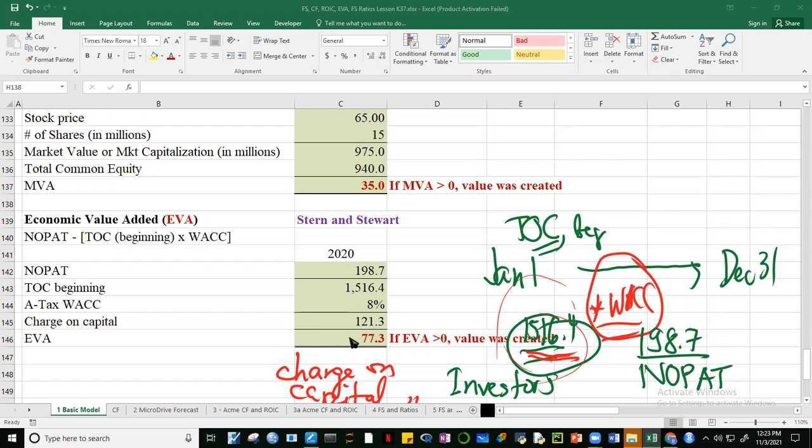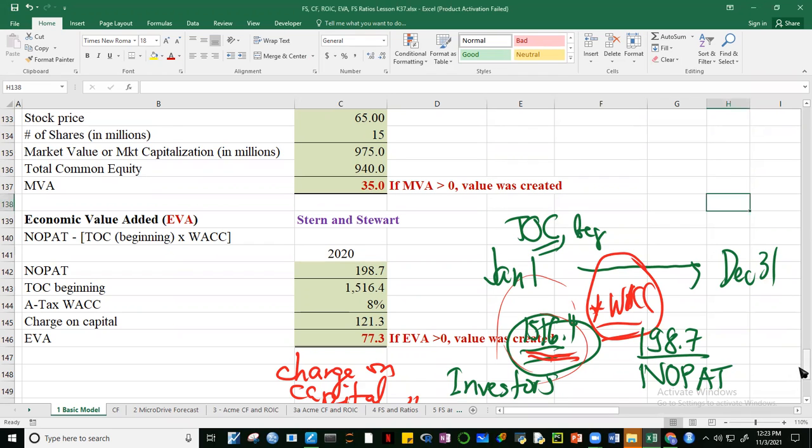So in order to answer the question, was management able to create value for the shareholders? The answer is yes, based on the positive EVA of 77.3. Okay, so are there no questions? Okay, clear. All right. So let's have a quick review.